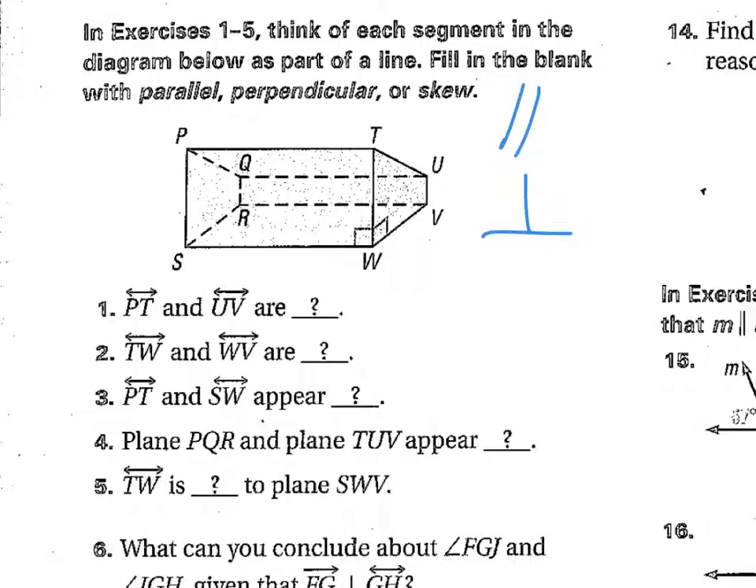Now skew lines, though, let's talk about this a little bit, especially here in number 1. Okay, it says PT, which is going to be this line right here, is skew with UV. Okay, or they want to know what kind of lines they are, and they are skew. So I just wanted to make sure you understand skew lines. They're on different planes altogether, but they're never going to cross. These two lines are actually never going to cross each other.